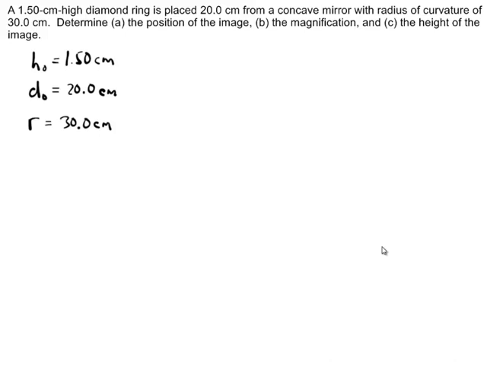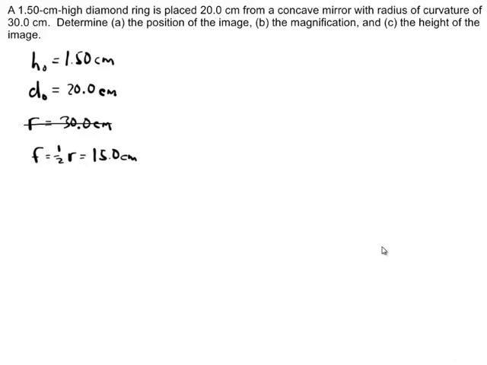You can't do much with that radius. You need the radius to help you find the focal length, because that's really what shows up in our equations. The relationship there, if you recall, is that the focal length is half the radius. So that must be half of 30, or 15 centimeters. Okay, that's the one we want.